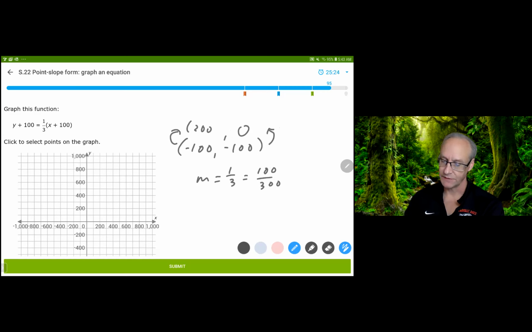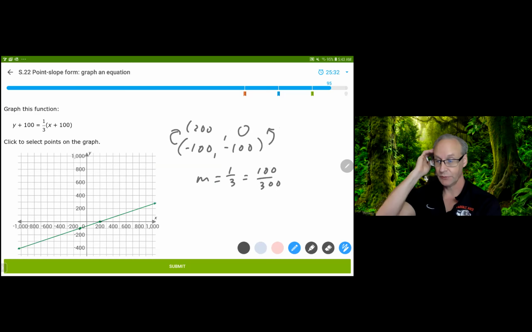So let's see. I'm going to start at -100, -100. Then I'm going to go up 1 and 100 and over 1, 2, 300, which is going to put me on the x-intercept, isn't it? Notice that the y-intercept is a real problem here because the y-intercept is going to be at -66 2/3, which is not easy to graph.